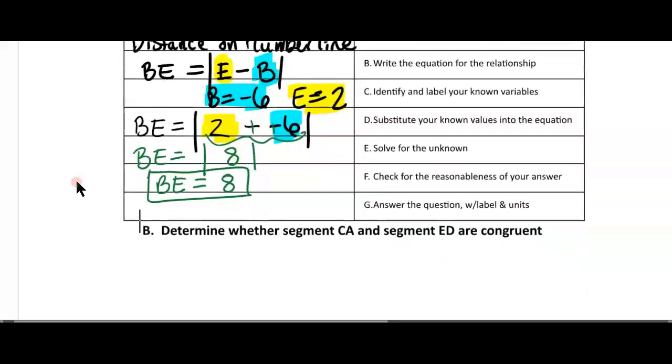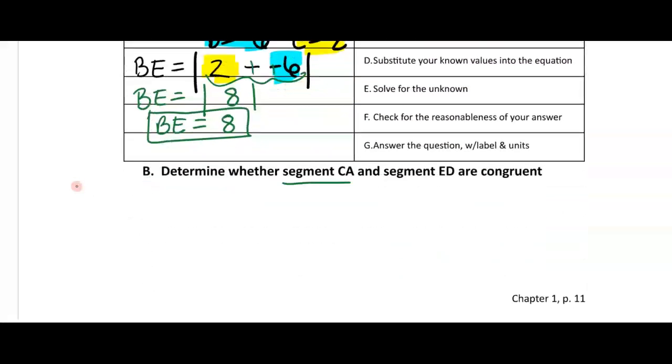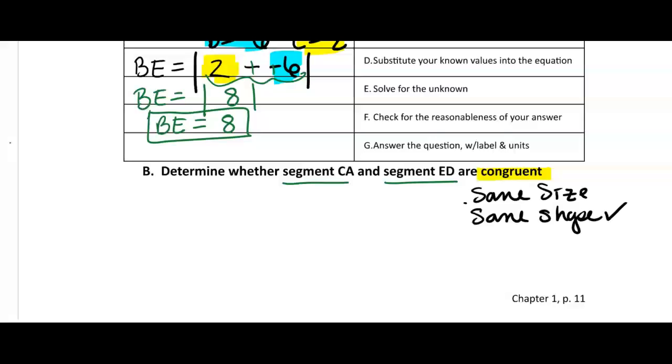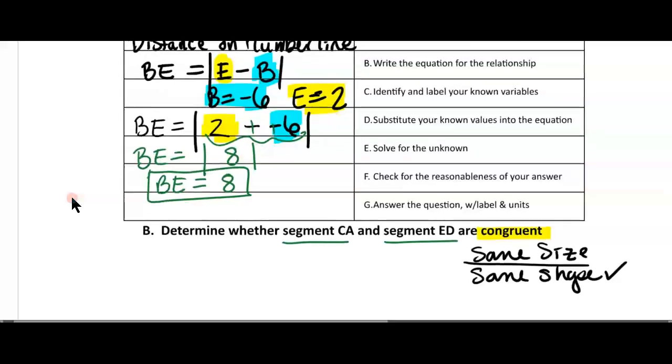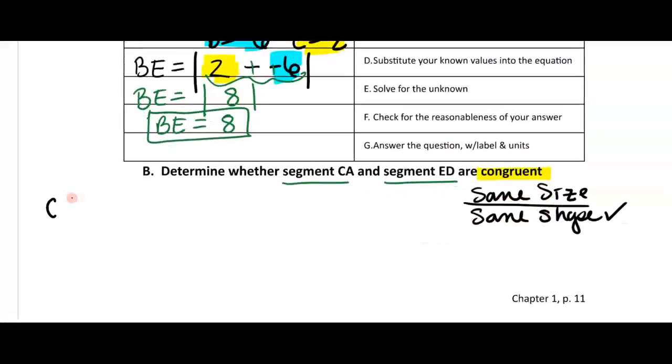All right, then our next question is, determine whether segment CA and segment ED are congruent. For two segments to be congruent, what needs to be true of them? Same size and shape. Same size, that's our measure, and same shape. They are both segments, so same shape is good. We need to find their size. That's going to be distance on our number line. Since I didn't include the steps here, I'm okay if we do a little bit of a shortcut. We've got CA equals and ED equals.